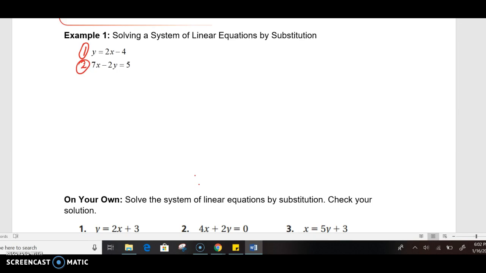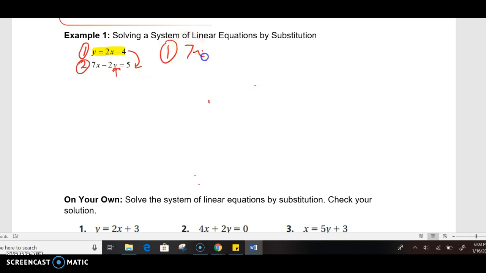So the idea is to look for one equation where you already have a variable isolated. So do you see right here y is already isolated in my first equation? So I'm going to take the value of y in the first equation and I'm going to substitute it in place of y in the second equation. So using this equation, I'm going to substitute it there. So step 1 is just to substitute.